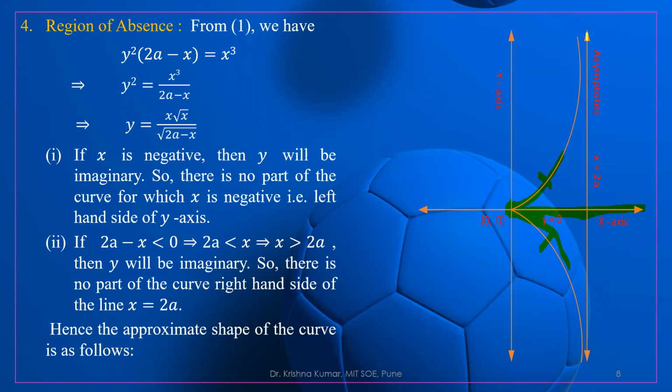And again, what is the asymptote? We are getting the asymptote parallel to the y-axis. It is x equal to 2a. And why is it called an asymptote? Because this curve will never intersect the line x equal to 2a. It will intersect at infinity. So this is the approximate shape of the curve. Now we have to follow all these steps and we will try to find the curve. Correct?